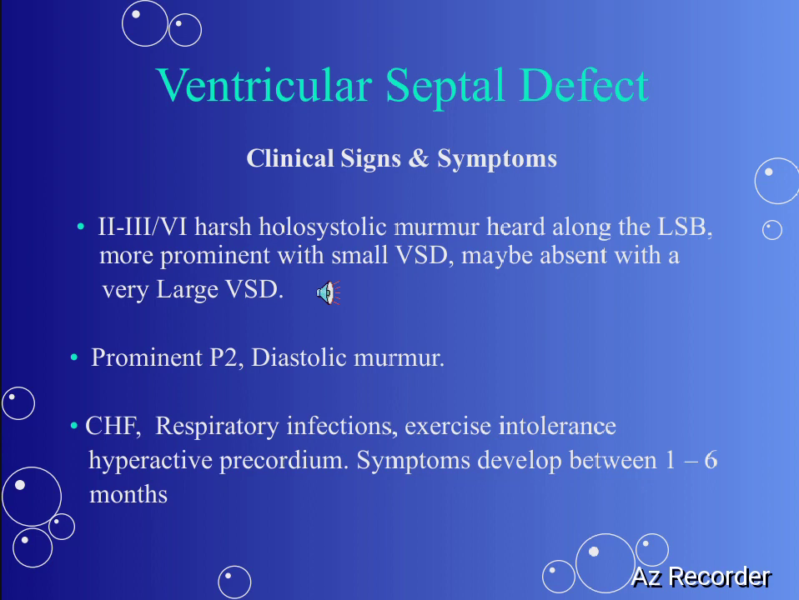Harsh holosystolic murmur heard along the LSB, more prominent with the small VSD, may be absent with the very large VSD, prominent P2, diastolic murmur. CHF, respiratory infection, exercise intolerance, hyperactive precordium, symptoms develop between 1 to 6 months.